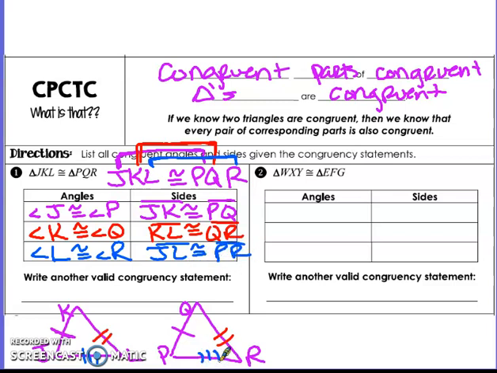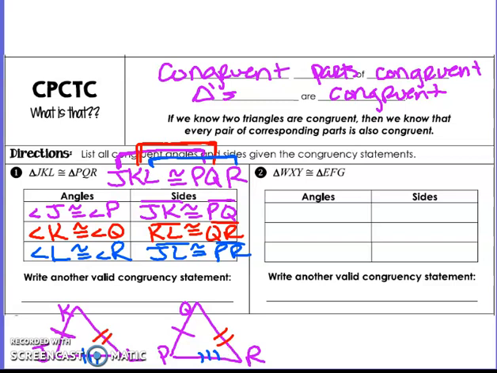Now, we could have put LJ. It doesn't matter. If we put LJ, make sure you put RP. It's important to correspond what they do. If I start with L, I need to start with R because that's what it corresponds to. If I start with J, I need to start with P because that's what that corresponds to.